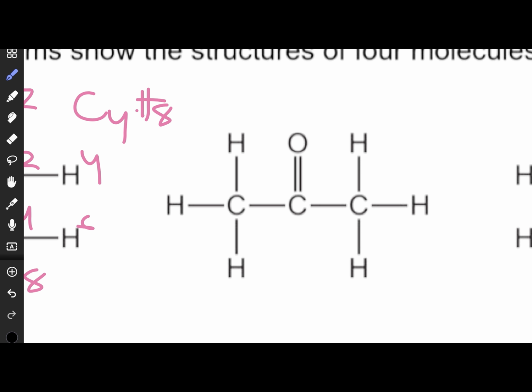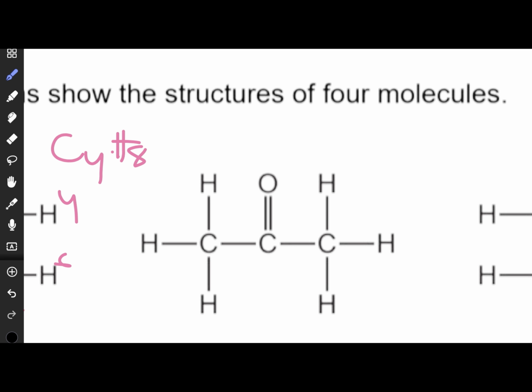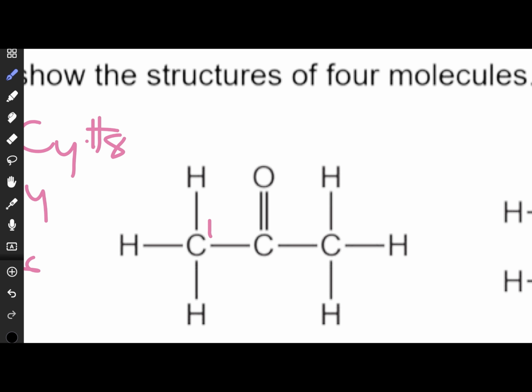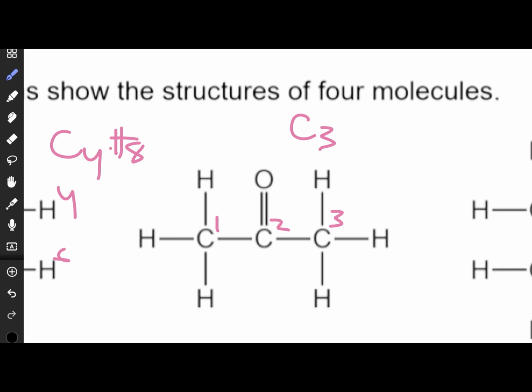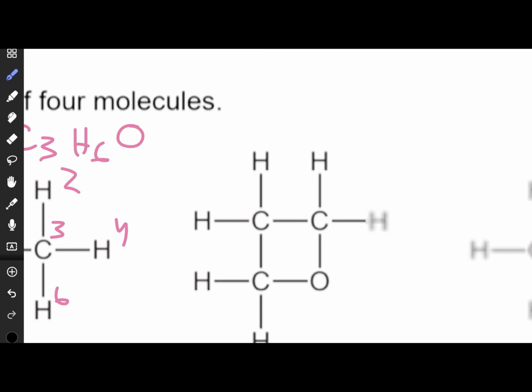Let's talk about the second diagram. How many carbon atoms are present in there? It's 1, 2, and 3, so it's going to be C3. And then what about the hydrogen atoms? 1, 2, 3, 4, 5, and 6, so it's going to be H6. And there's only one oxygen atom, so it's going to be C3H6O.